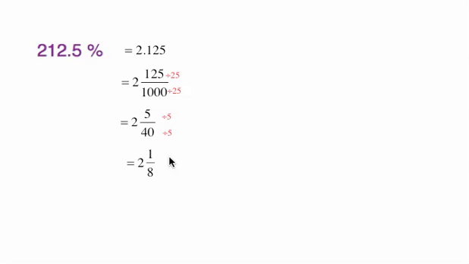There's another way of doing it. I'm not a big fan of this way, but I'm going to show it to you because it's out there. Whenever you have a percent, just write it over 100 and remove the percent symbol. So I'm going to write my 212.5 over 100. To get rid of the decimal point, I'm going to multiply the top and bottom by 10. So I get 2,125 over 1,000.